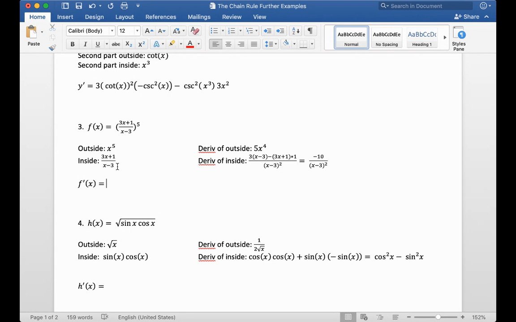And so what's inside is the quotient (3x plus 1) over (x minus 3), and then we're raising all that to the fifth power, so x to the fifth is our outside function. Over here, I've got the derivative of the outside function, and then I've applied the quotient rule to get the derivative of the inside function, and I've simplified that to minus 10 over (x minus 3) squared.